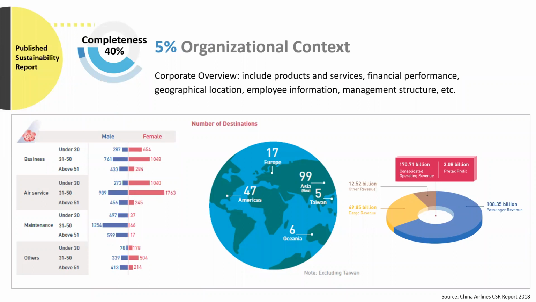And 5% for the organizational context. So companies may present what's important from an organization perspective to the reader. For example, their products and services, financial performance, geographical location, and employee information. So also the management structure. It really depends on how the company decides what's important for their readers to understand about their company.